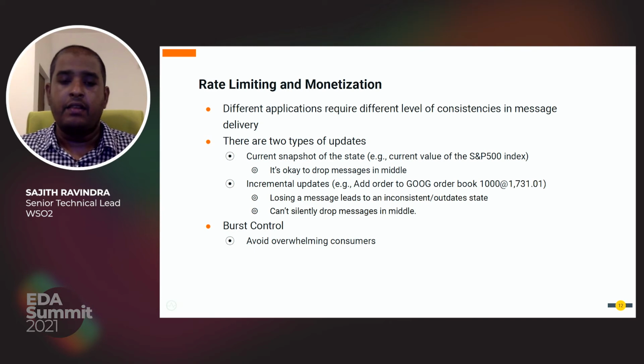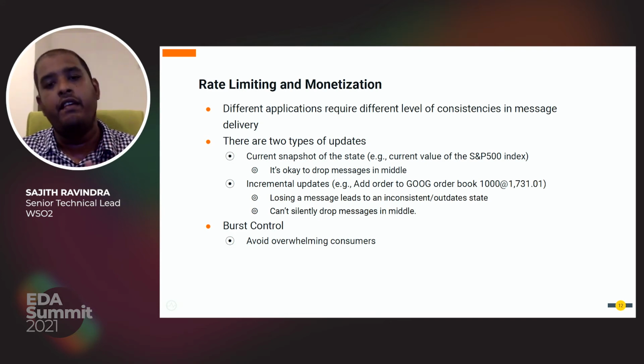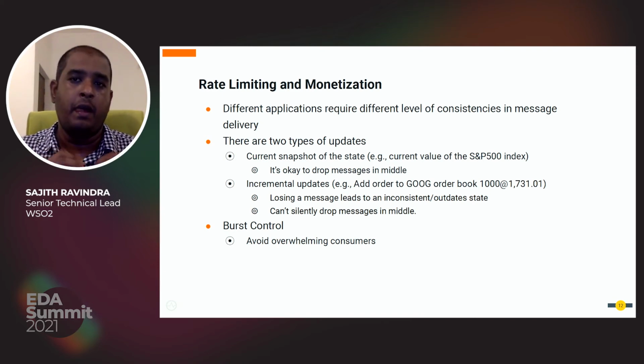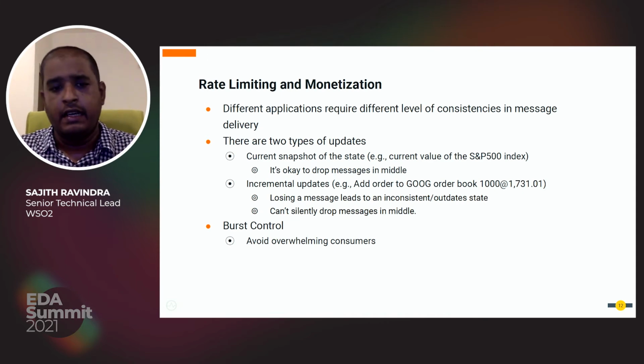Also, another important aspect is that you should have a mechanism to let clients protect themselves. For example, let's say you have developed an application which can only consume 10 events per second. But what will happen if you push 100 events per second to that client? Of course it will crash. So there have to be mechanisms which let the client say, I don't want more than 10 events per second. These are some things that you need to think about when it comes to rate limiting and monetization in the streaming API world.